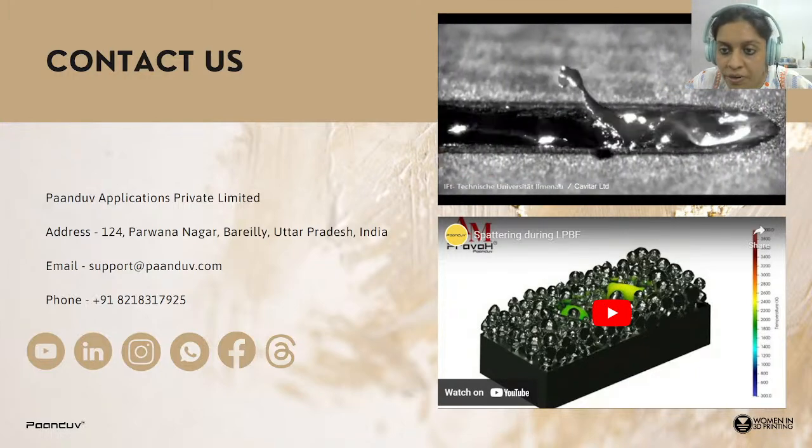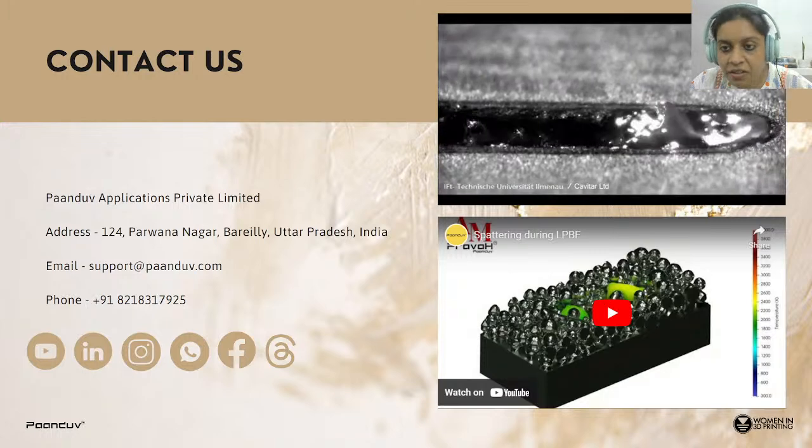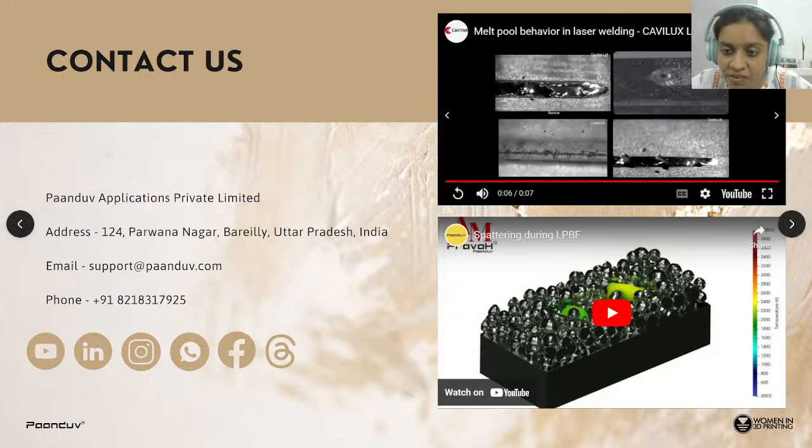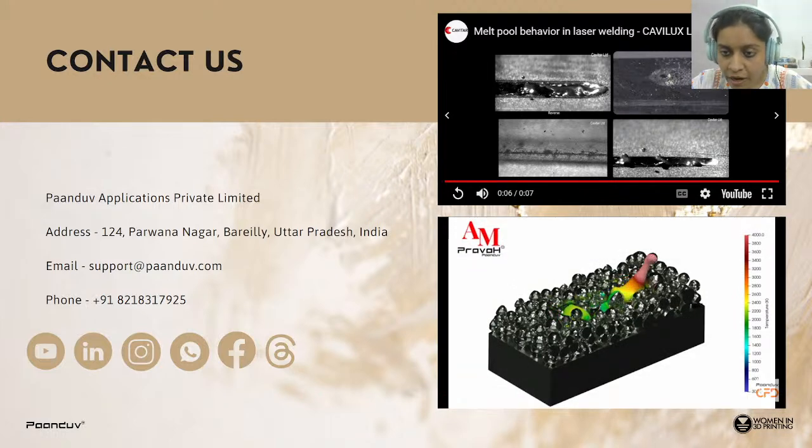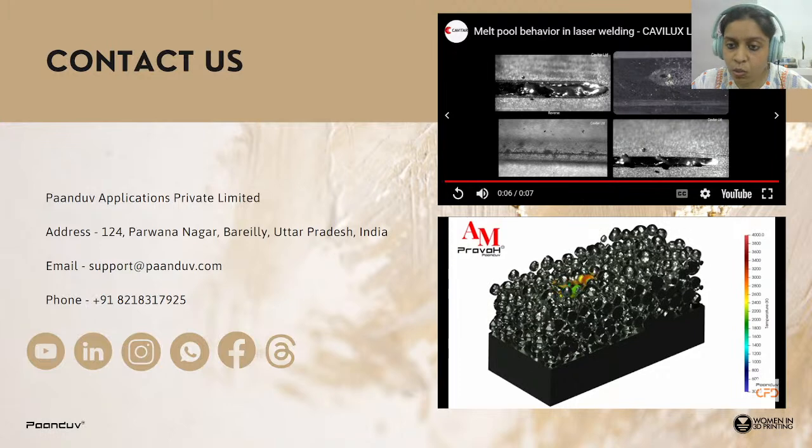I'll show you this video, which is an experimental, nicely shot video by Cavilux. You can see how dynamic this melt pool is, spattering is happening, and I will show you the same effect happening in our simulations. This is the powder bed, and just now this liquid is spattered and gone out of the domain, and this simulation is run for 2 layers. So the second layer is also experiencing the same thing.